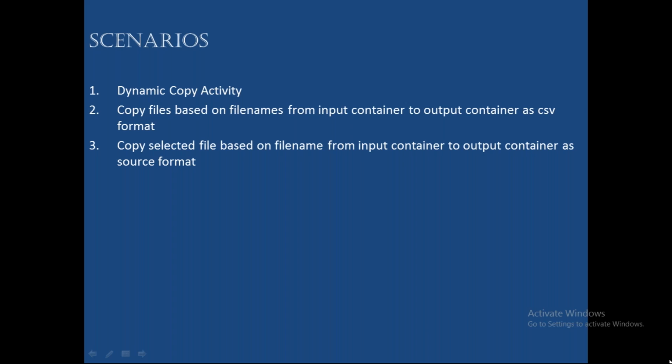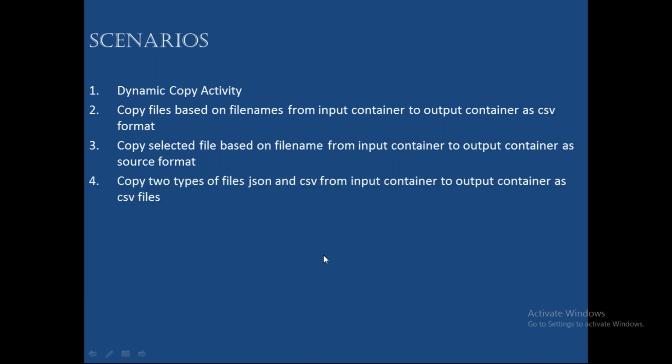For example, on the source side you have a CSV file, and if the source side has a JSON file, I want to load these files as they are into my target. In the second scenario, I have CSV files and JSON files, two different types of files, and I want to load them as CSV files. In the third scenario, if I have a CSV file, I want to load it as a CSV file. If I have a JSON file, I want to load it as a JSON file.